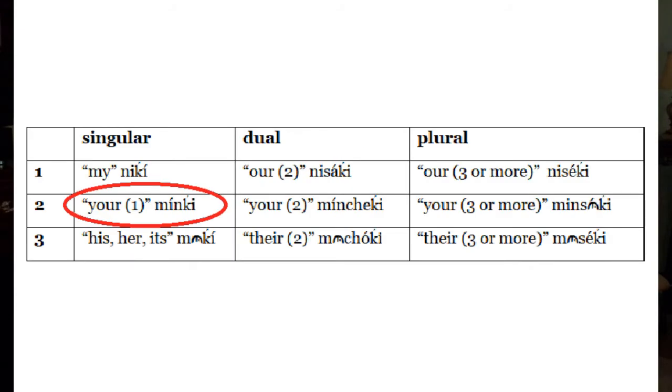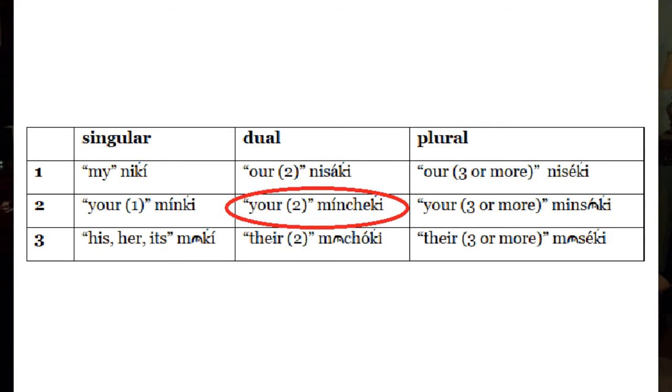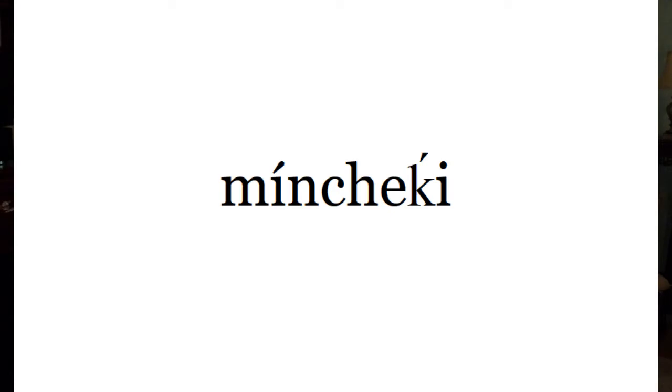You as one person is me, you as object one person is min, and your one person is minky. Repeat, minky. You for two people is minchem. You as object two people is minche, and your as two people is mincheki. Repeat, mincheki.